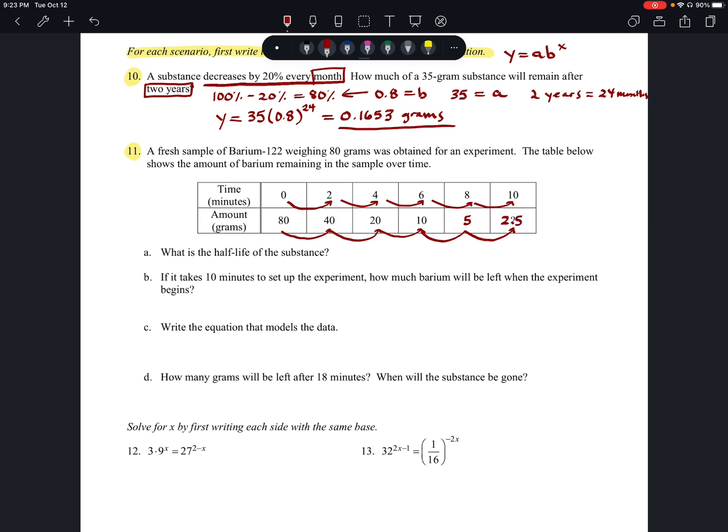So the first question, letter A, says, what is the half-life of the substance? Well, remember, the half-life is talking about how much time it takes for it to decompose by half. And in this case, we could say that would be 2 minutes.